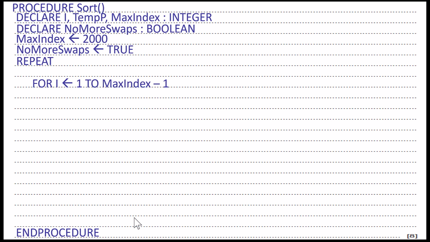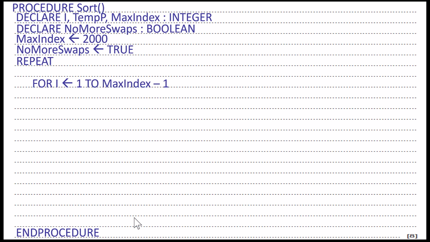Why am I starting at max index minus 1? Because if I'm running my bubble sort, when I get to index 1,999, I'm going to compare that to index 2,000. If I let this go to 2,000, when 2,000 tries to compare to the next index 2001, there is no index 2001. It's going to crash.